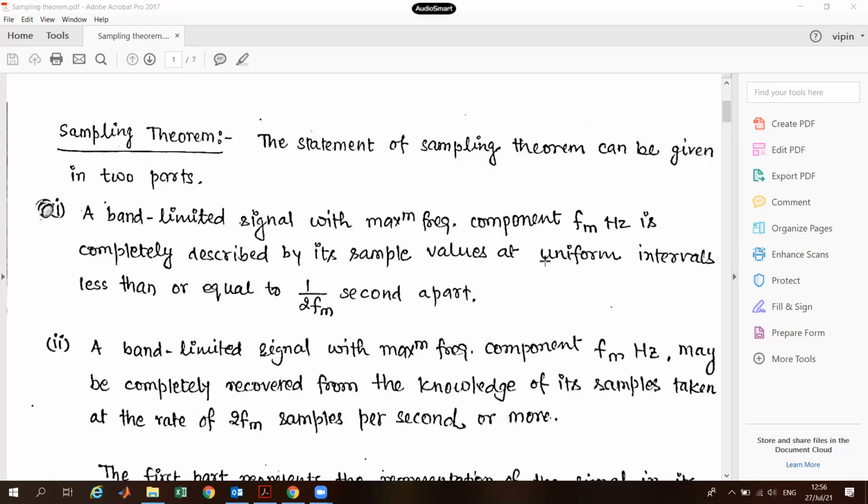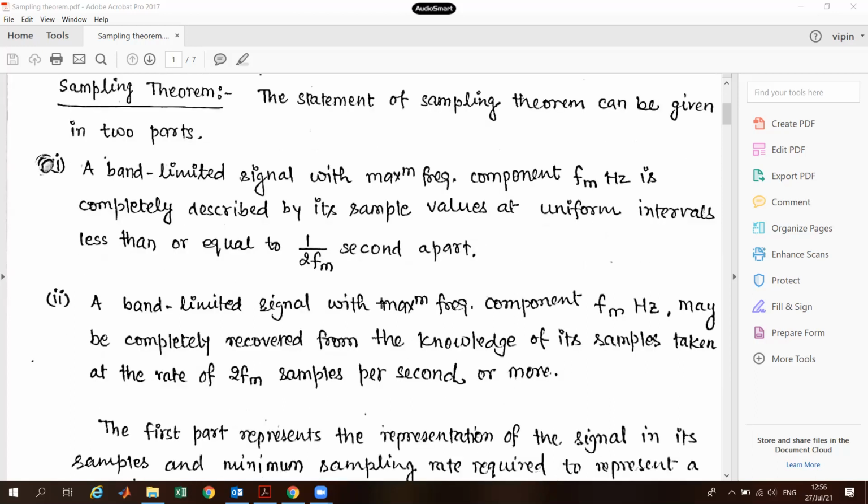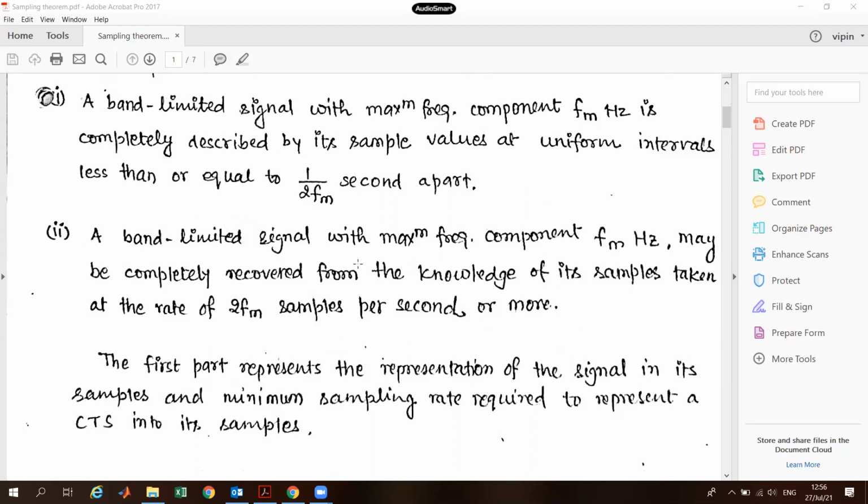So if we want to describe this signal, which has a maximum frequency FM, then we need to define it at uniform intervals which are less than or equal to 1 divided by 2 FM seconds apart. The second statement is that a band limited signal with maximum frequency component FM Hertz may be completely recovered. In the first part, we took samples to create the signal. But in the second part, we recover the signal from the defined samples; it may be completely recovered from the knowledge of its samples taken at the rate of 2 FM.